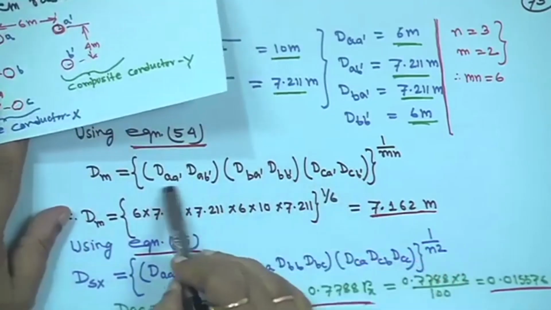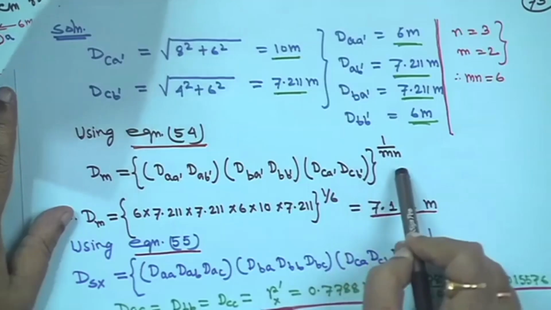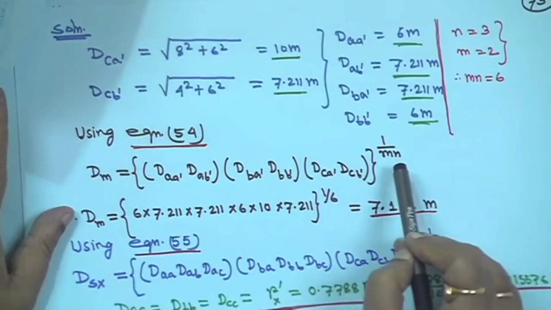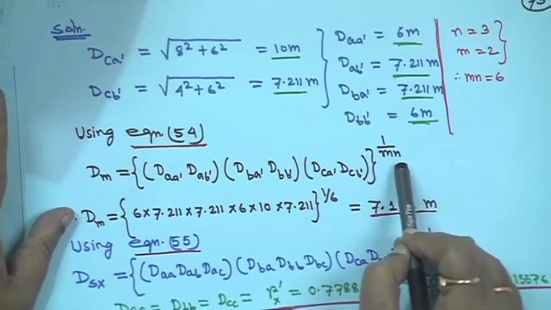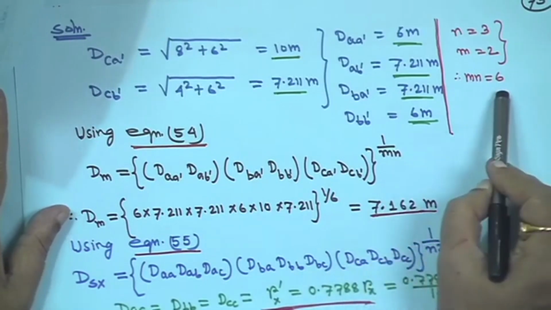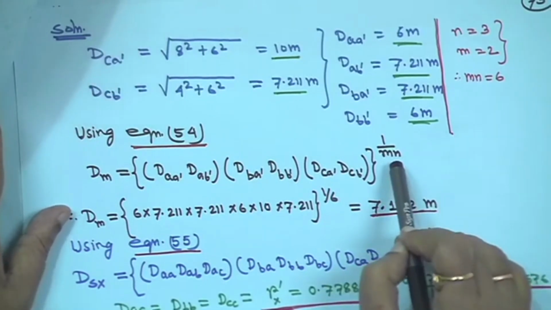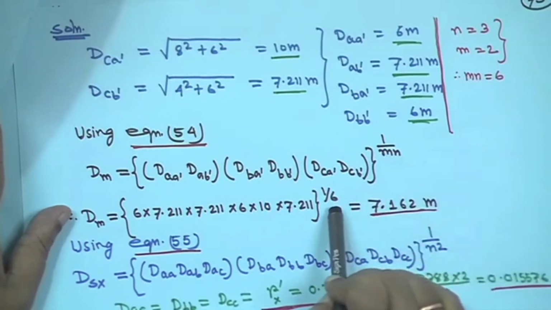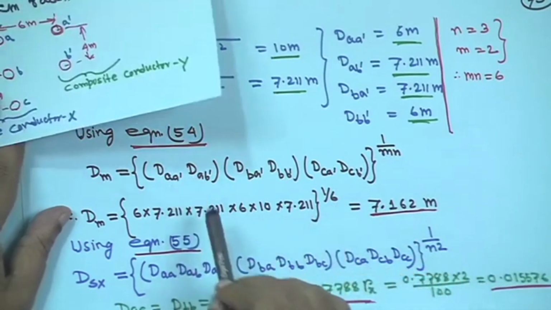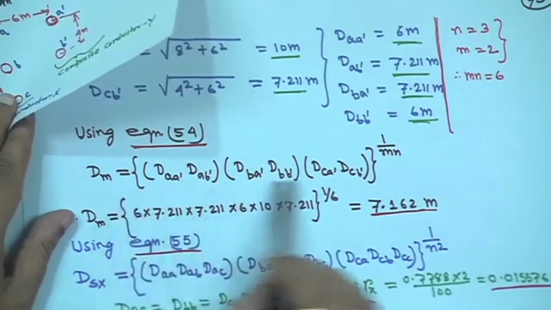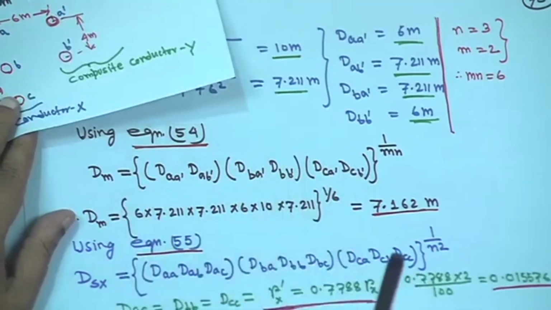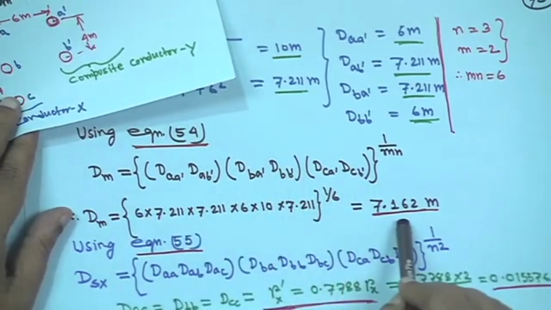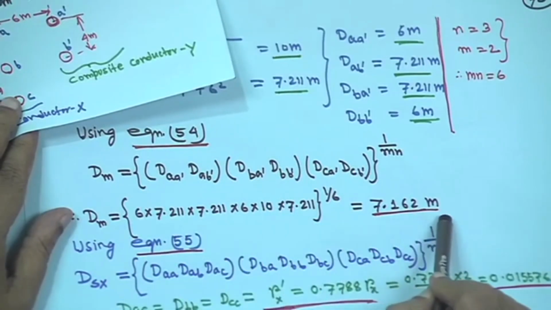All mutual possibilities you take to the power 1 upon mn, where m is equal to 2 and n is equal to 3. So mn is equal to 6; I have just written mn here and then put mn equal to 6. Now, with this example, how to compute dm will be clear. Put all these values and you will get 7.162 meter.